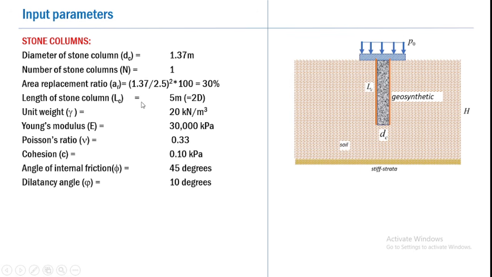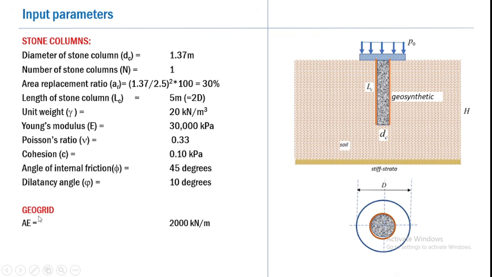The length of the stone column LC is equal to 5 meter, which works out to be 2 into D, that is 2 into 2.5, and this will result in a highly efficient stone column length. Unit weight of the stone column is taken as 20 kN per meter cube. Now the Young's modulus E is taken as 30,000 kPa for the stone column with a Poisson ratio of 0.33. The strength parameters include a C value of 0.10 kPa, a phi value of 45 degrees with an associated dilatancy angle psi equal to 10 degrees.